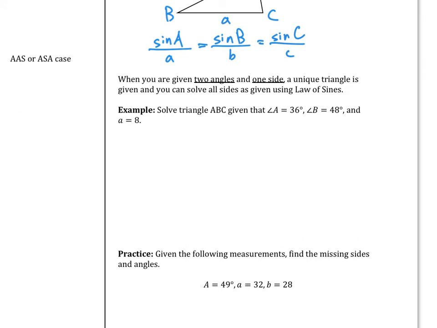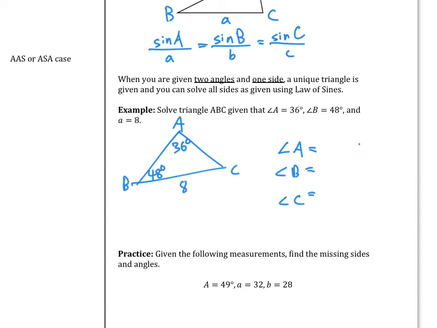So let's look at this first example. Solve triangle ABC given that angle A is 36, angle B is 48, and side a is 8. So let's go ahead and just draw a triangle and write ABC. Angle A is 36, angle B is 48, and side a is 8. Solve the triangle just means find everything else. Okay, so let's just label everything: angle A, angle B, angle C, side a, side b, side c.